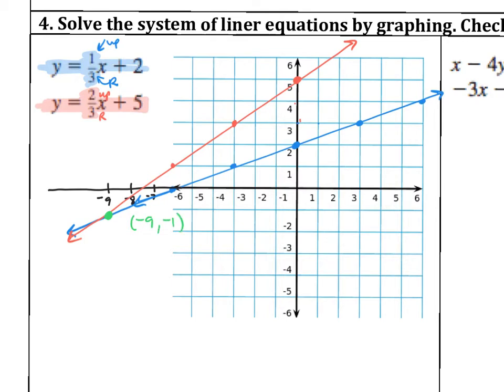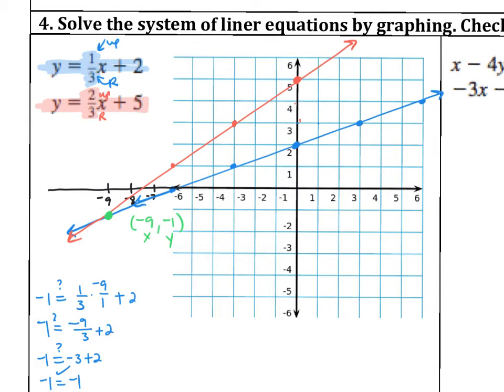So we can plug this back into our equation. X is negative 9, y is negative 1. Let's go ahead and do that. Into our blue equation, we've got negative 1 equals 1 over 3 times negative 9 over 1 plus 2. Negative 1 equals negative 9 over 3 plus 2. And negative 9 divided by 3 is negative 3, plus 2, which is negative 1. Negative 1 equals negative 1. So it works for that blue one.